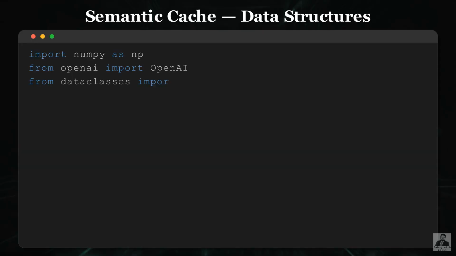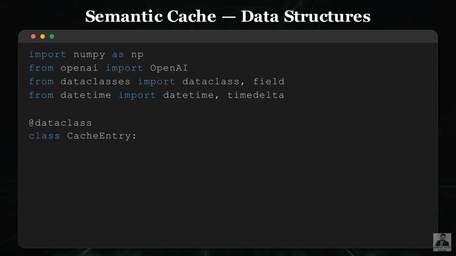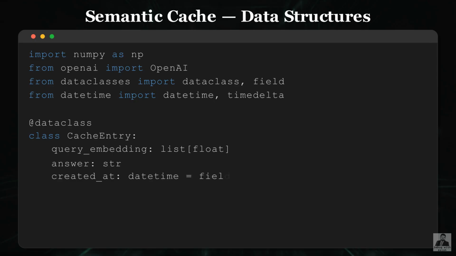We define a simple cache entry data class. Each entry stores the embedding vector of the original query, the answer that was generated for it, and a timestamp so we can expire old entries. We use a Python data class for clean field definitions and automatic defaults. The created_at field uses UTC time, so expiry logic works correctly regardless of the server time zone.